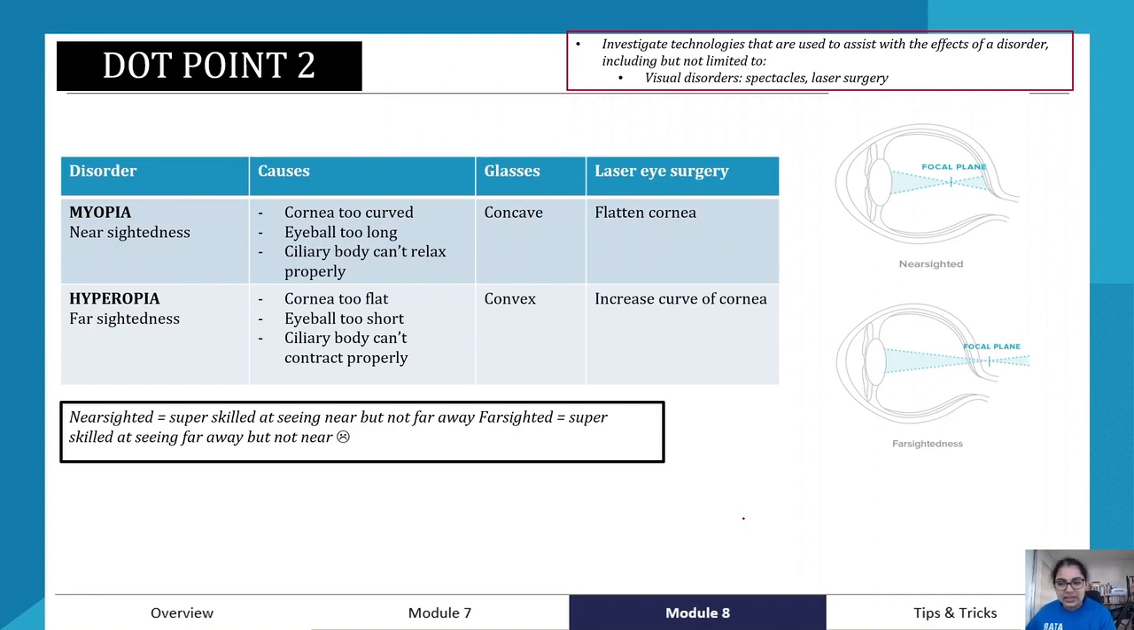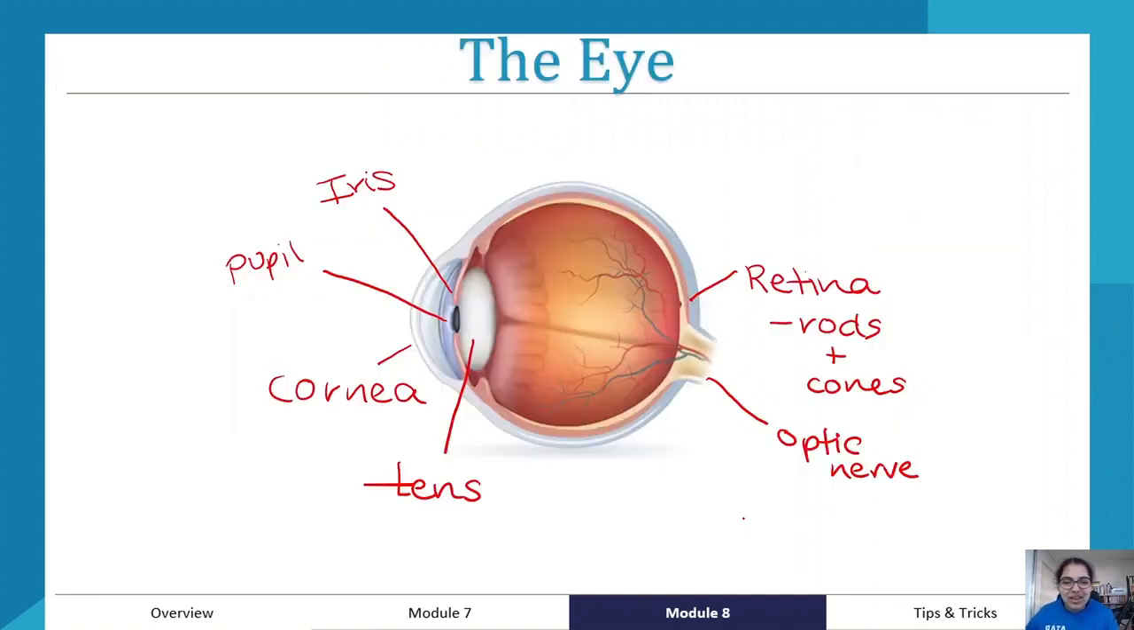Myopia is nearsightedness. I just like to remember it as MN, like myopia, nearsightedness, and then that helps me remember hyperopia. That would be the opposite, but if you can find a better mnemonic or acronym to help you, that'd be great. And yeah, so these are the structures of the eye.